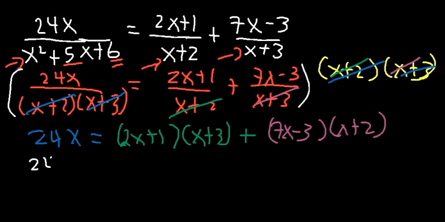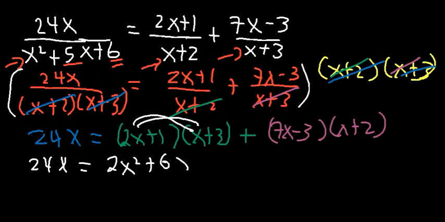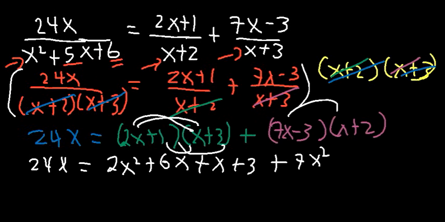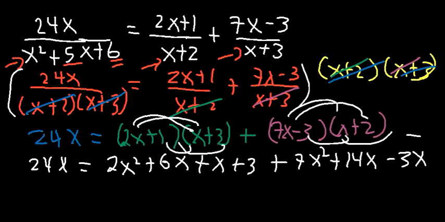So on the right side, let's go ahead and FOIL. 2x times x is 2x squared. And 2x times 3 is 6x. 1 times x is x. 1 times 3 is 3. 7x times x, that's 7x squared. And here we have 14x minus 3x minus 6.